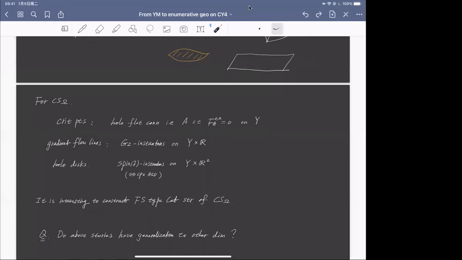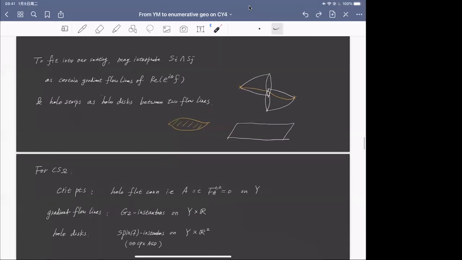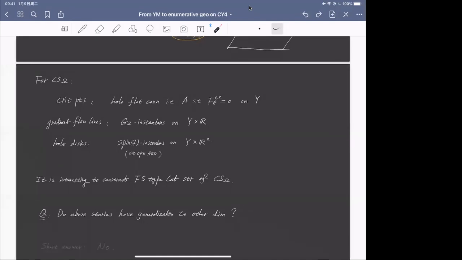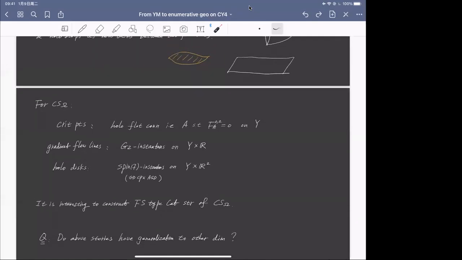So after these explanations, maybe you have lost your patience. Anyway, the natural question is, do the above stories generalize to other dimensions, like 10 dimensions or 10,000 dimensions, whatever? The short answer is no.